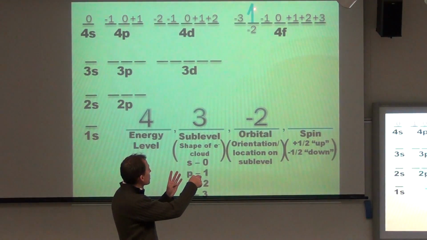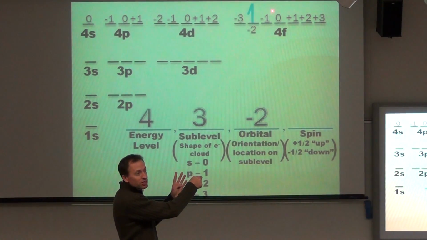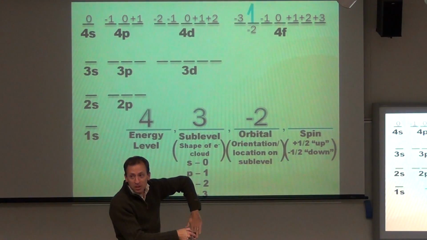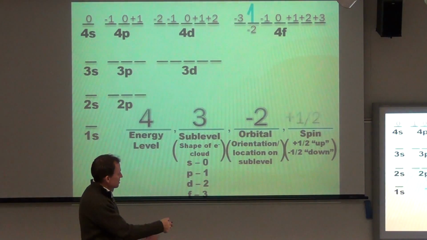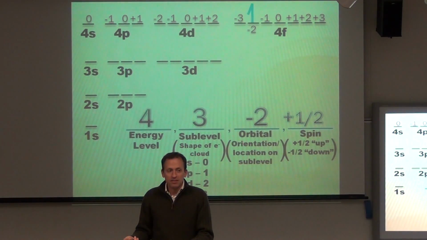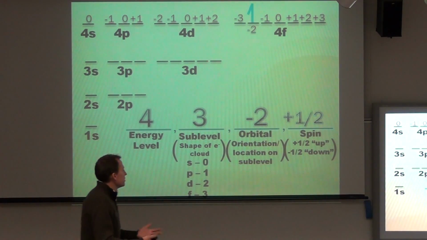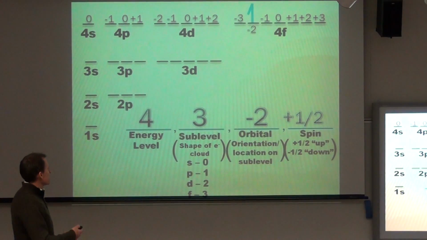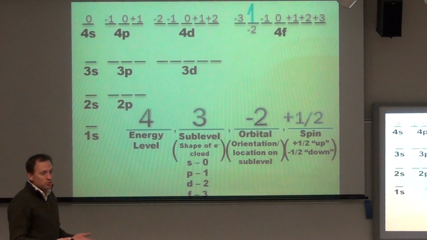So if you have another partner here, what would the other electron have to look like? It had to be a down one, right? So this up one is just what I wrote. If it's pointing up, you get a plus half. If it's pointing down, you get a minus half. So the quantum number of this electron is 4, 3, negative 2, plus 1/2. That's how you'd say it.